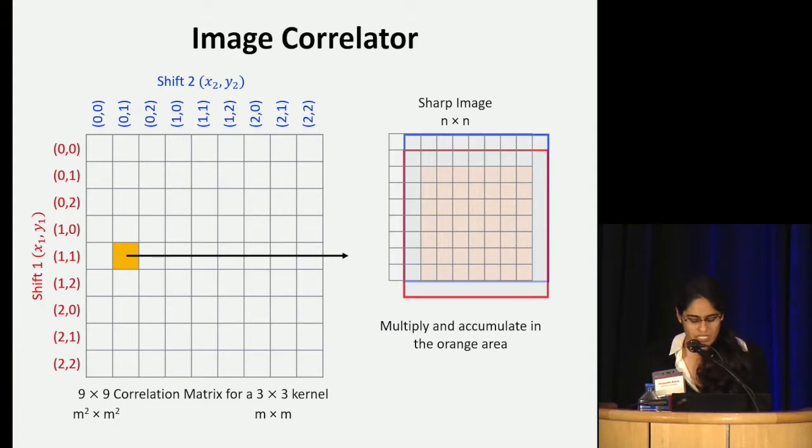Now if you do this naively, you're going to take order m to the 4 n squared computation time, because you're computing m to the 4 elements of this correlation matrix for an m cross m kernel. And then each element takes you n squared time, because you're doing n squared multiplies and n squared adds. But we can do better.